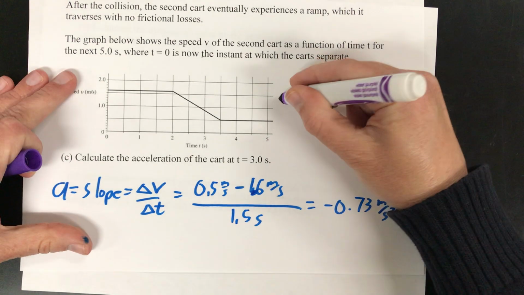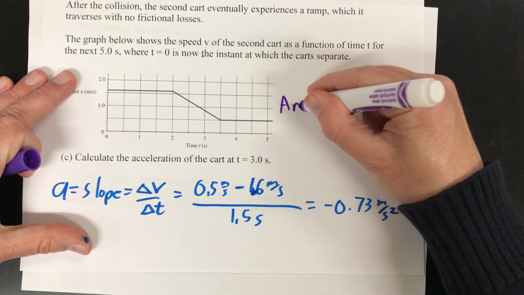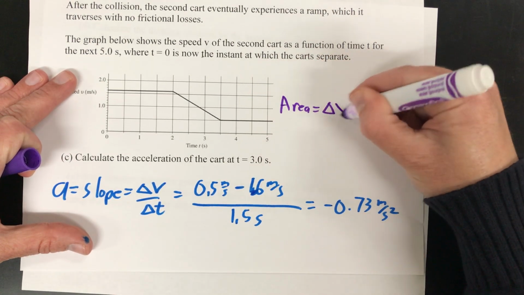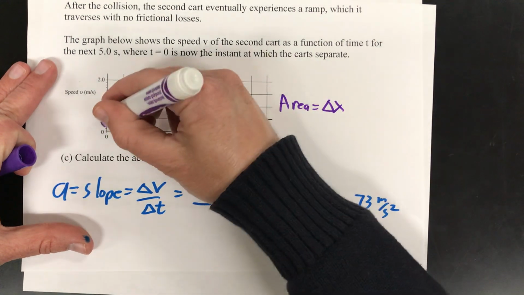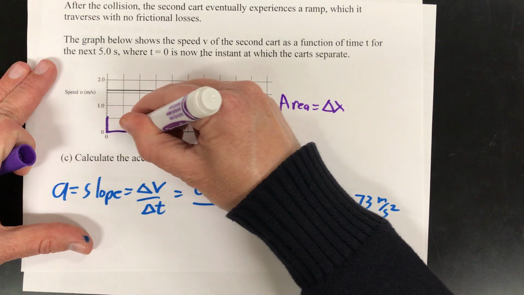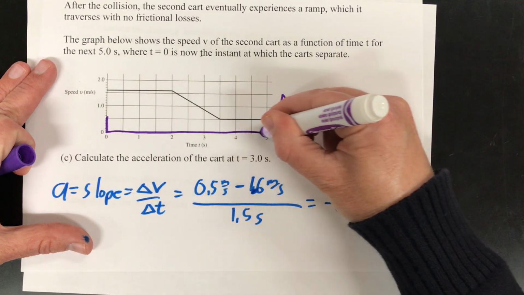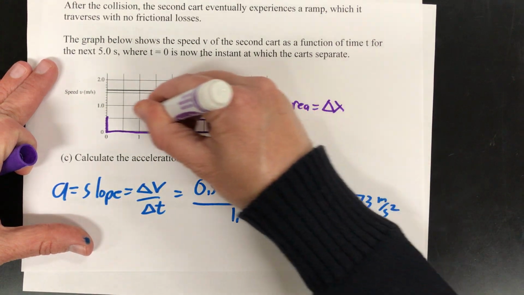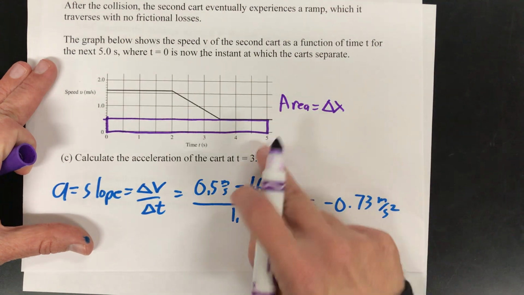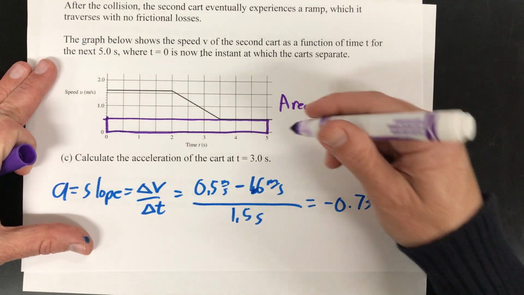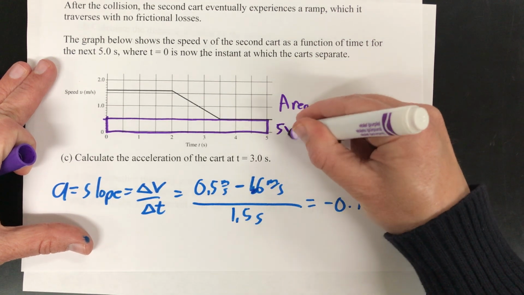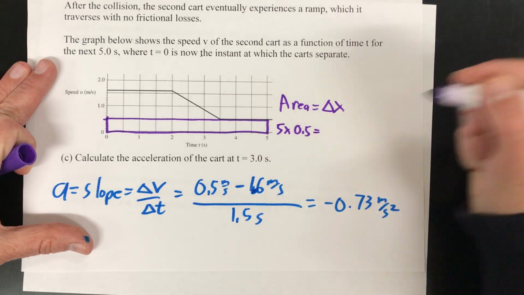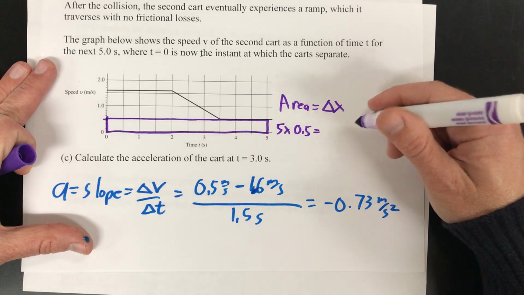The distance traveled on a graph like this is the area. So remember, another good review, that the area under a speed versus time graph is the displacement. So what I'm going to do is actually, since this is a weird shape, I'm going to create a box right here. That's going to be one of my areas. This box is 5 by 0.5. So this box here, 5 by 0.5, gives us 2.5.